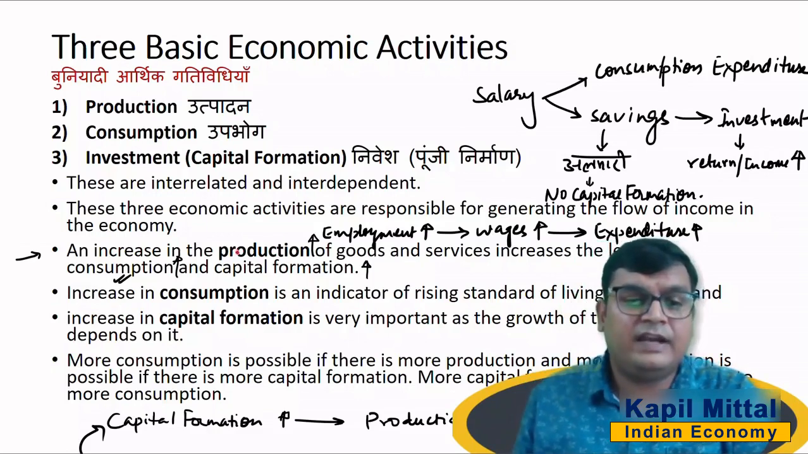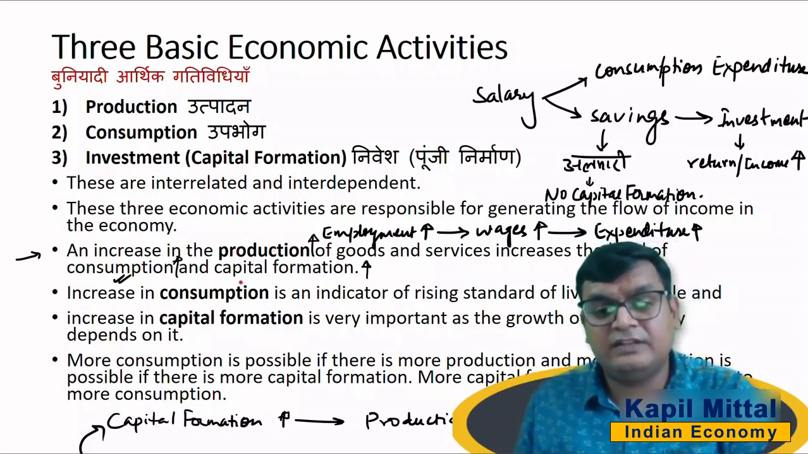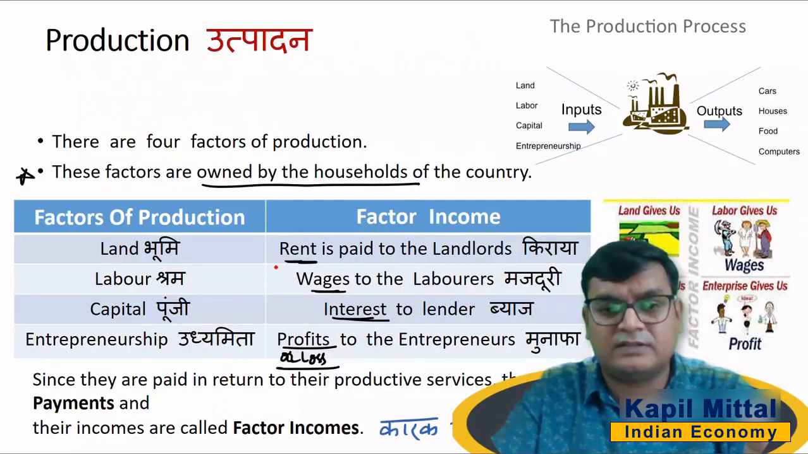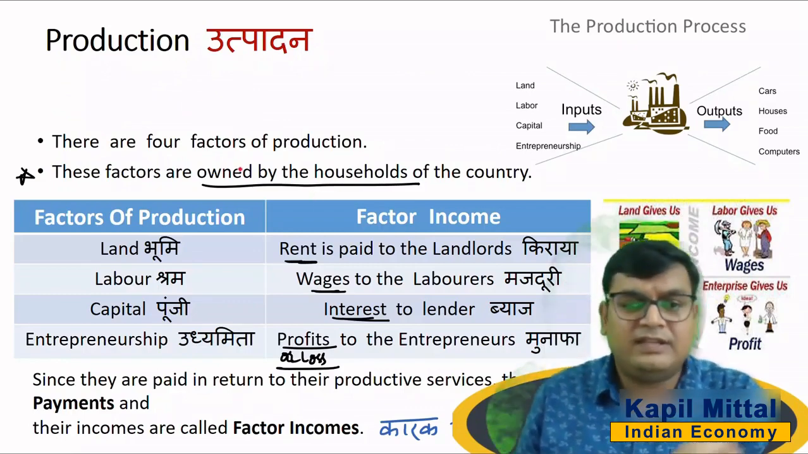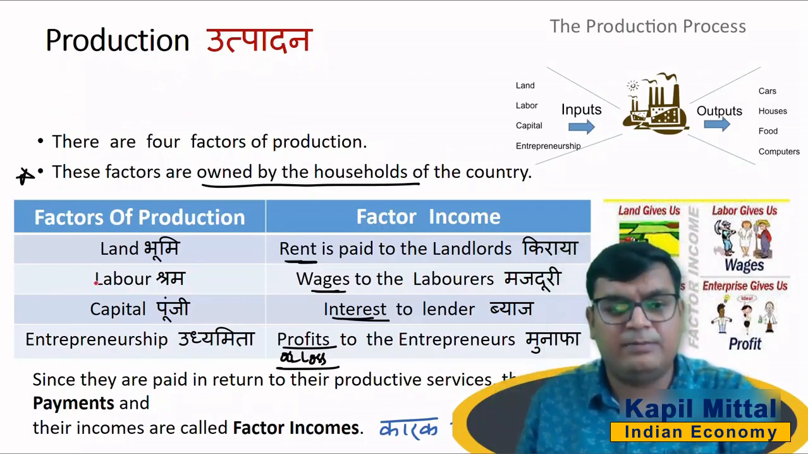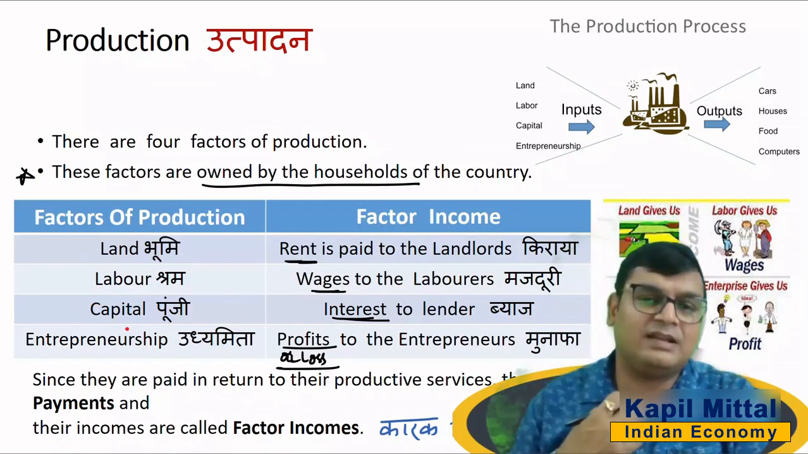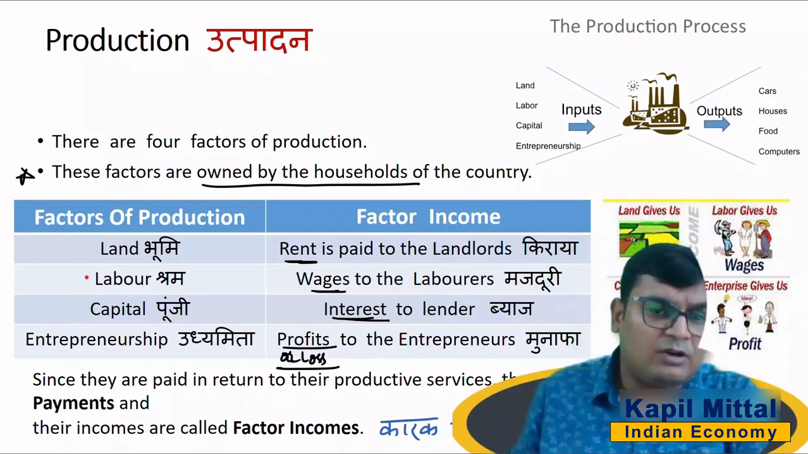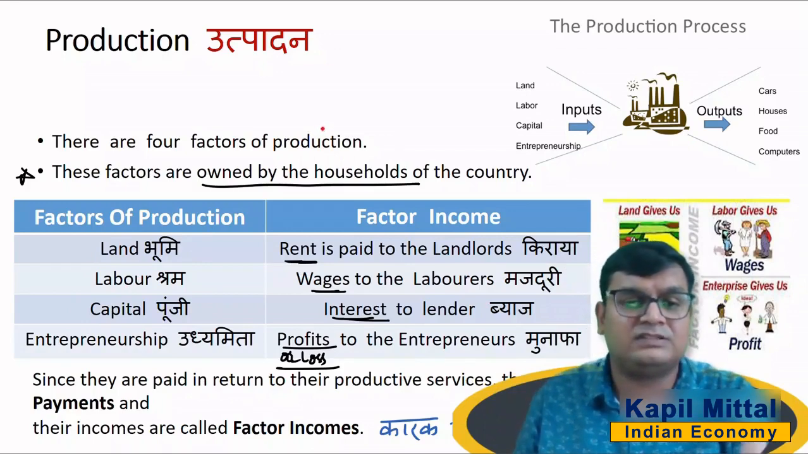So now we will understand how this production of goods and services will increase the capital formation. For this, we will first understand the concept of factors of production. There are 4 factors of production: land, labor, capital and entrepreneur. So without these 4 factors of production, any productive activity cannot be performed. So from where will all these factors of production come? These will be contributed by the persons in the society.